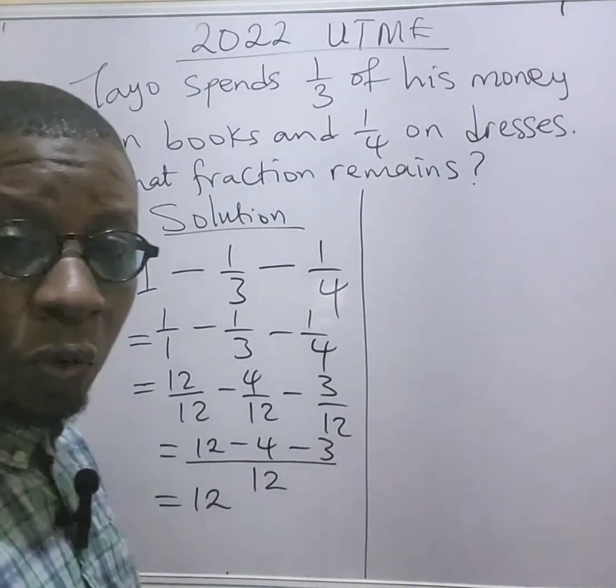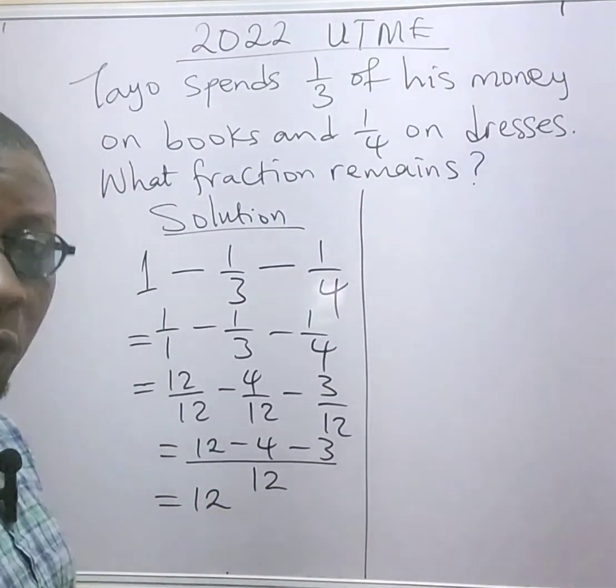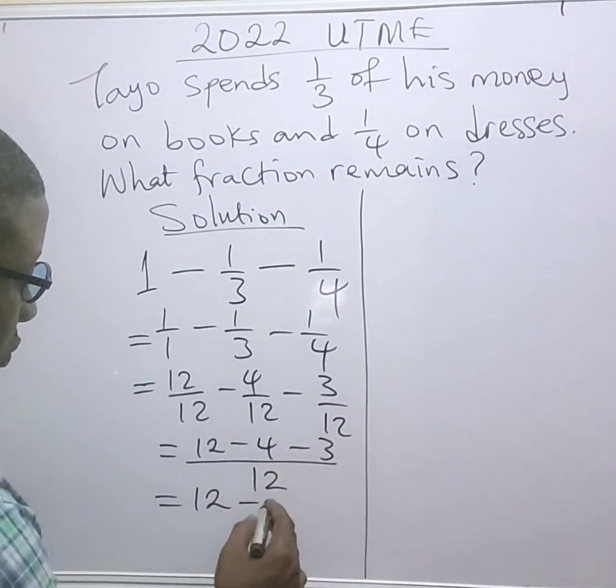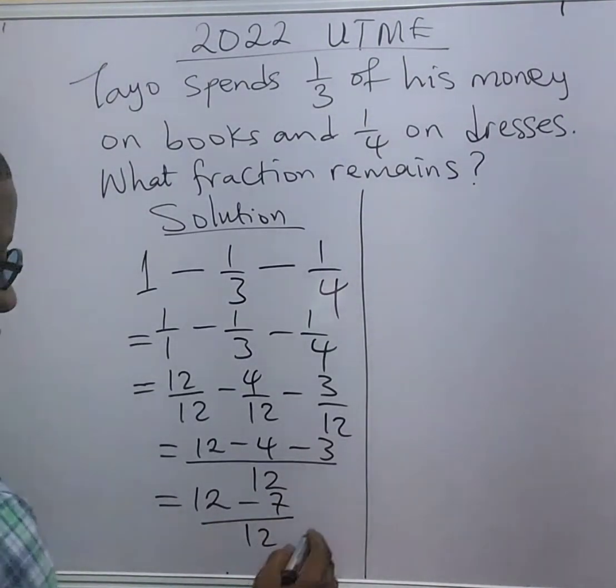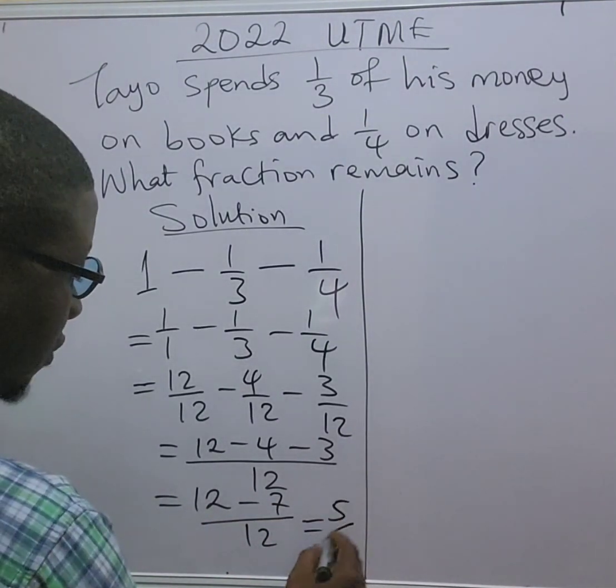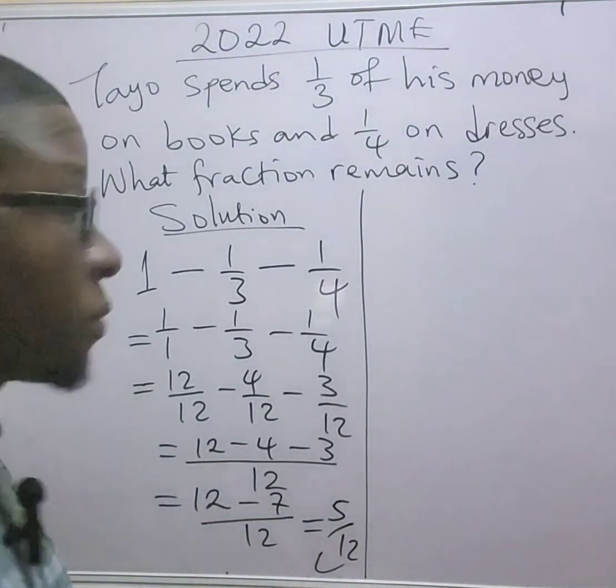Minus is like you are owing and you are owing another one. So the totality of what you are owing together, you add the negative. So that is simply minus 7, and that is over 12. Which will give us what? 5/12. And that is the answer.